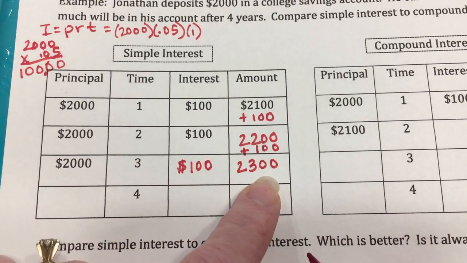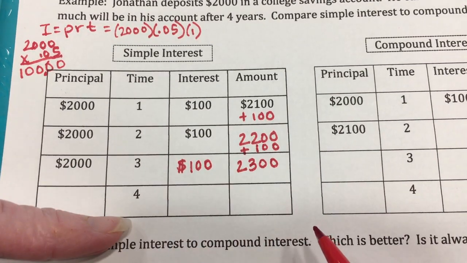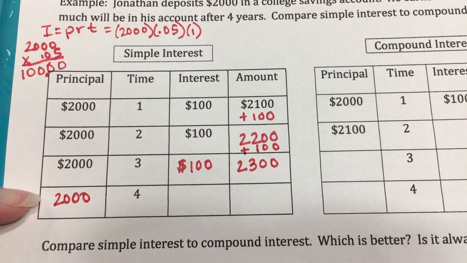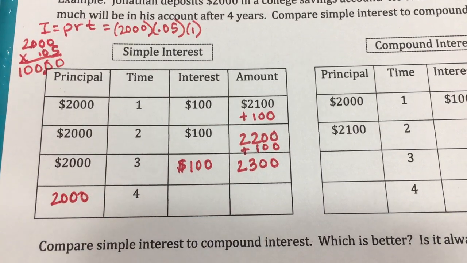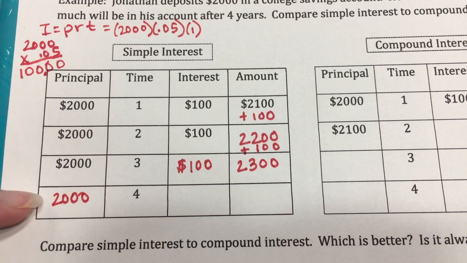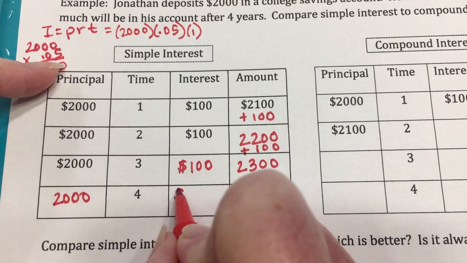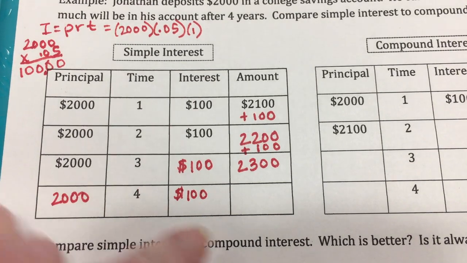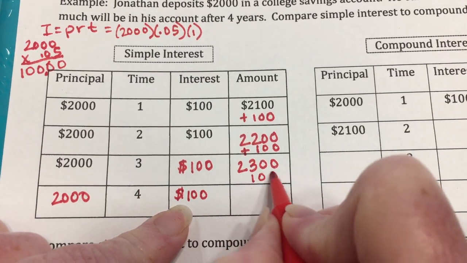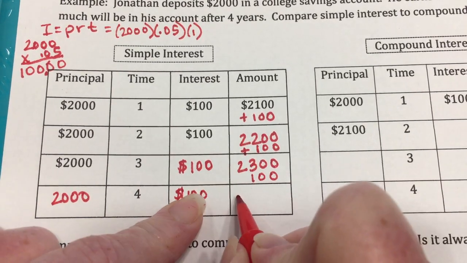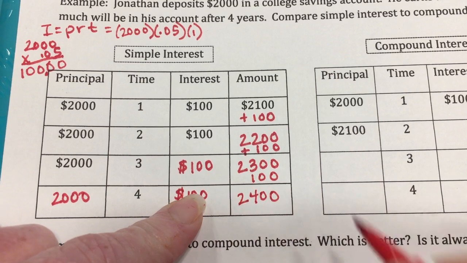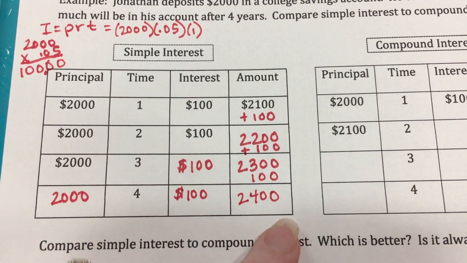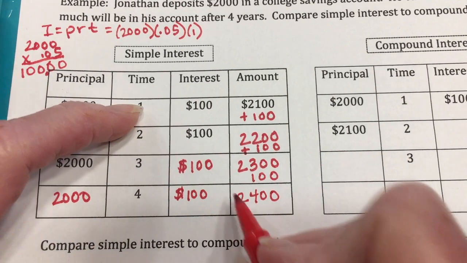All right, so I start my year 4. His principal is not changing. It's what he deposited at the very beginning. That's going to be the principal all along. His interest is not going to change because it's always the same amount on the same principal. So when I add $100 again at the end of the year, now he's up to $2,400. All right, so you start by depositing $2,000. After 4 years, he now has $2,400.